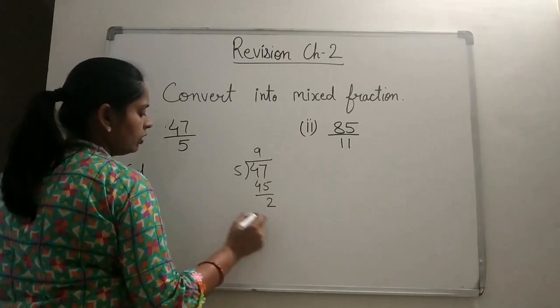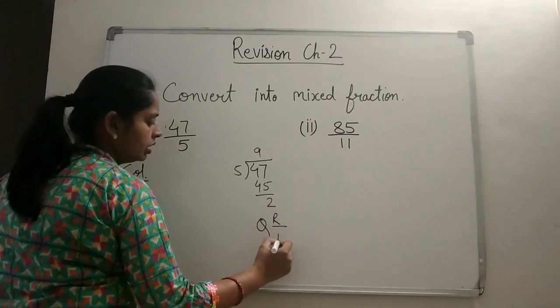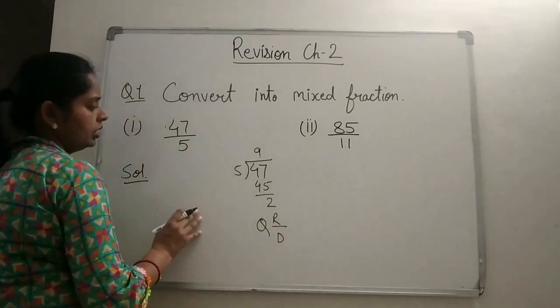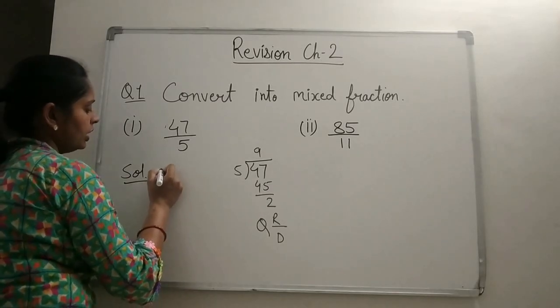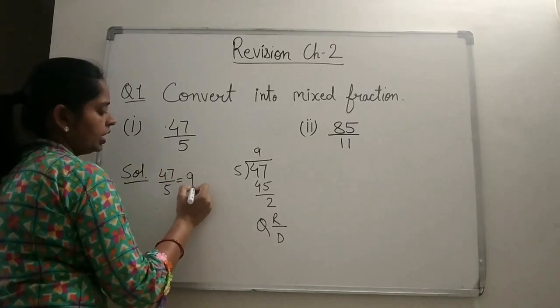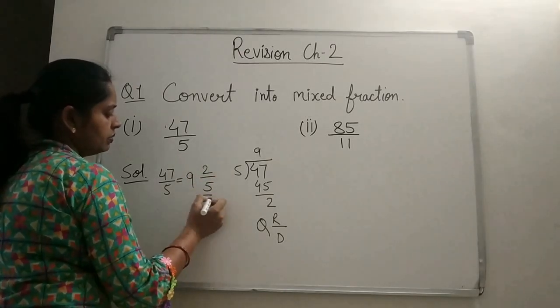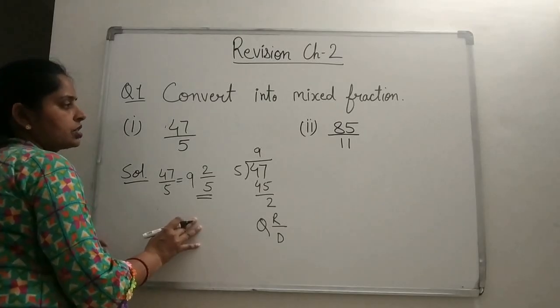And you remember what sequence we write for the mixed fraction? Q R upon D. What is Q here? 9. Okay. So how can you write it here? 47 upon 5 will be equal to 9, and the remainder is how much? 2 upon 5. This will be your answer in mixed fraction.